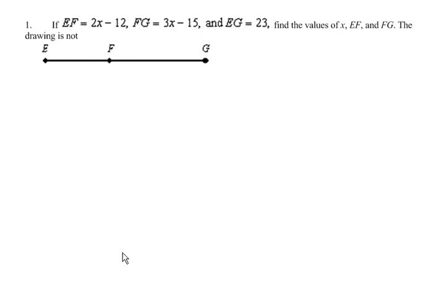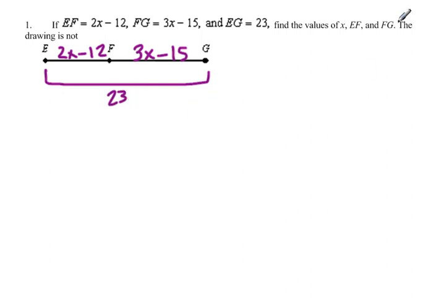All right, this is your quiz. Sorry, this is your startup for week number 4. Number 1, it says if EF is equal to 2x minus 12 and FG is 3x minus 15 and EG, so the whole thing, is 23 units. Find the values of X, EF, and FG. So 3 things we're looking for. Of course, the diagram is not to scale.